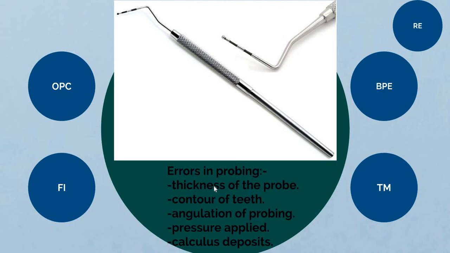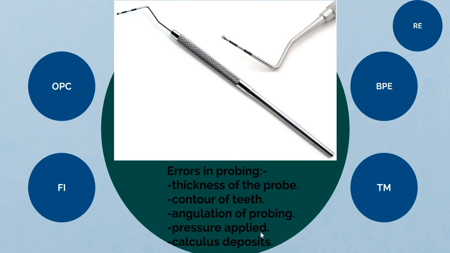The thicker the probe, the less delicate and less sensitive it is. Also the contour of the tooth, any irregularities, any grooves, any projections may affect the probing technique. Angulation of probing: wrong angulation may lead to wrong measurements.